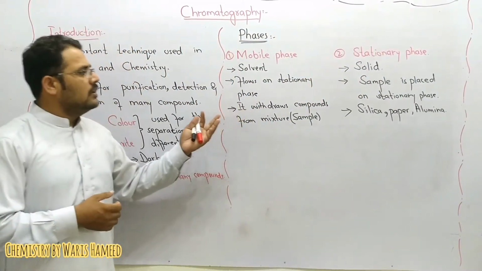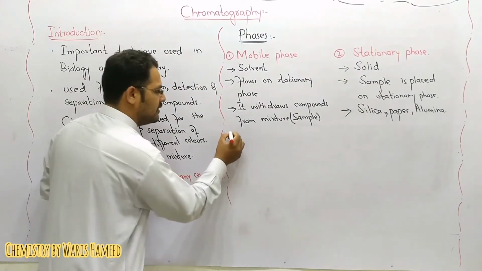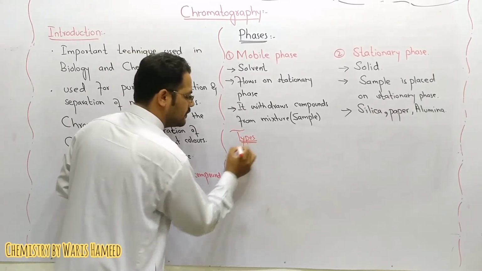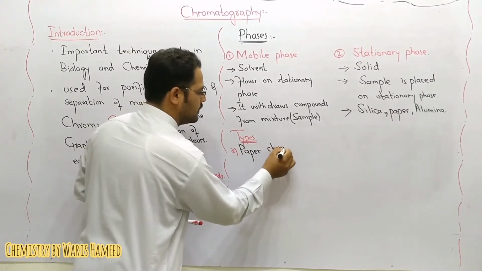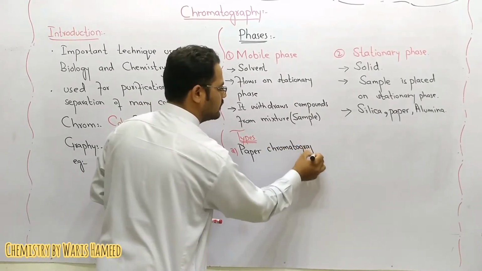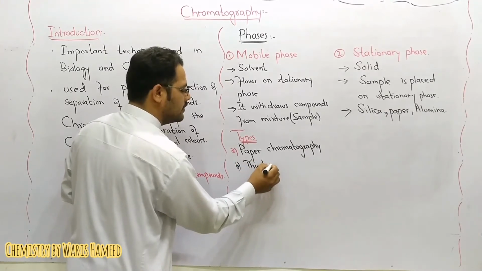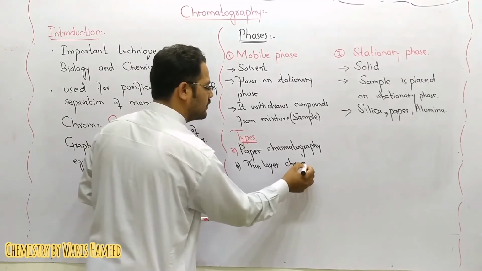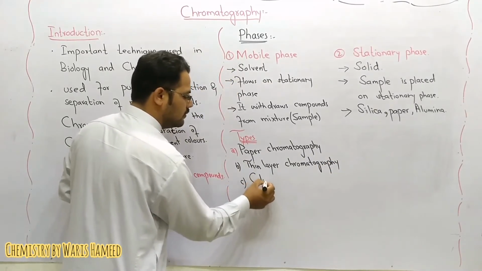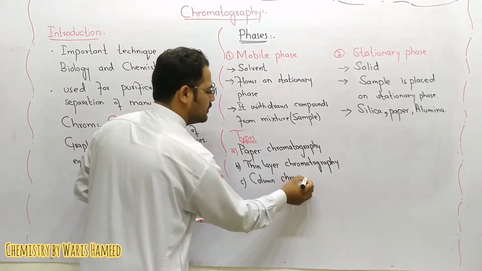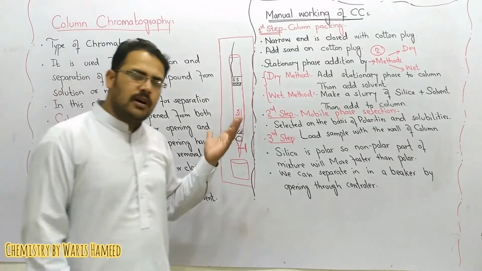So chromatography has different types on the basis of mobile phase and stationary phase. First is paper chromatography. Second is thin layer chromatography. And third is column chromatography. Let us move toward column chromatography.